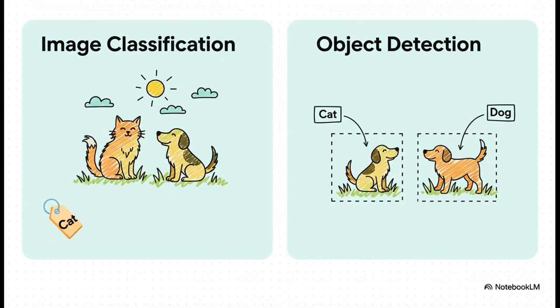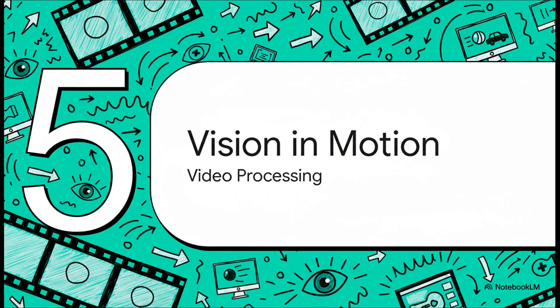And this brain can get pretty darn smart. It can handle different kinds of high-level jobs. For instance, image classification answers the simple question, what is in this image, and gives it one label, like cat. But object detection, that goes a step further. It answers what's in the image and where is it, by actually drawing a little box around every object it finds.